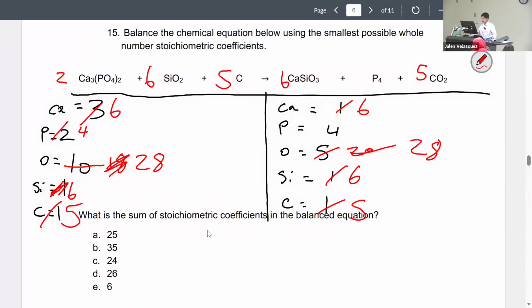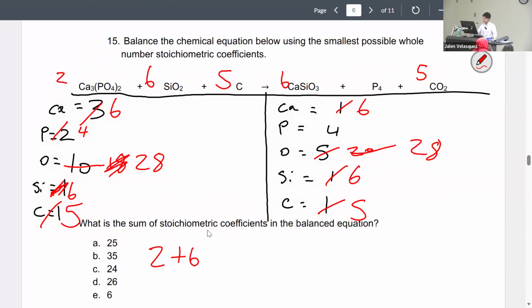So what's my sum? I've got 2 plus 6 plus 5 plus 6 plus 1 plus 5. 6 plus 6 is 12 plus 5, 17 plus 2 is 19 plus 6, 25. So good job, guys. I messed up on this. All right, so ignore the answer key because this is going to be incorrect on there. Any questions on number 15 here? I know this one was kind of long-winded.